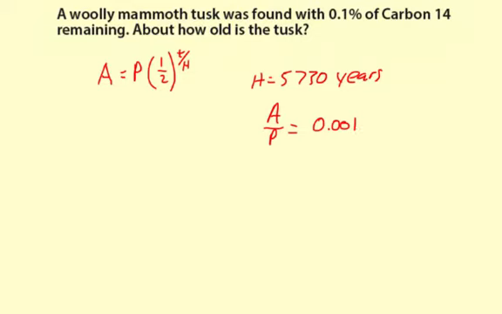Okay, so now what we need to do is just use this formula here to solve for the time, and that'll tell us how old the tusk is. So I'm going to take this formula and divide both sides by P. A divided by P equals 1/2 to the T divided by H power.